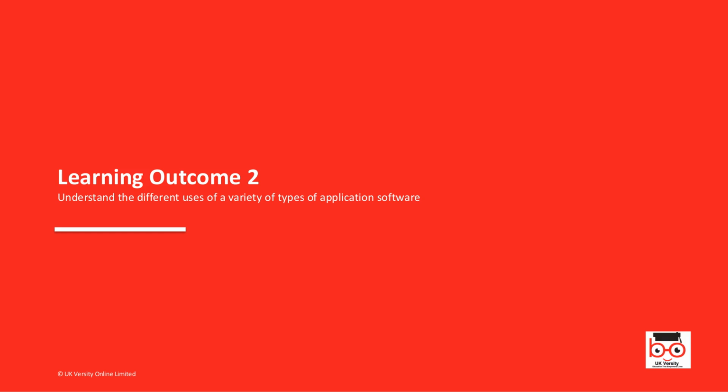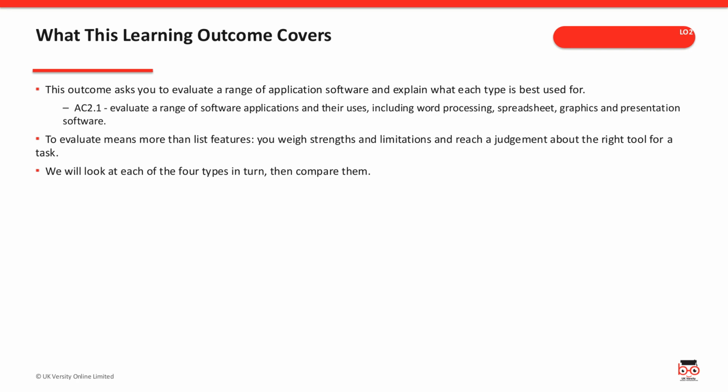This outcome is all about the tools of the trade, the different types of application software, and working out which one is genuinely the right choice for a given job. Our task in this outcome is to evaluate a range of applications and say what each is best used for. Now, evaluating is more than reeling off features. It means weighing up strengths and limitations and coming to a judgment about the right tool for the task. We'll take word processing, spreadsheets, graphics, and presentation software each in turn, then stand them side by side and compare.